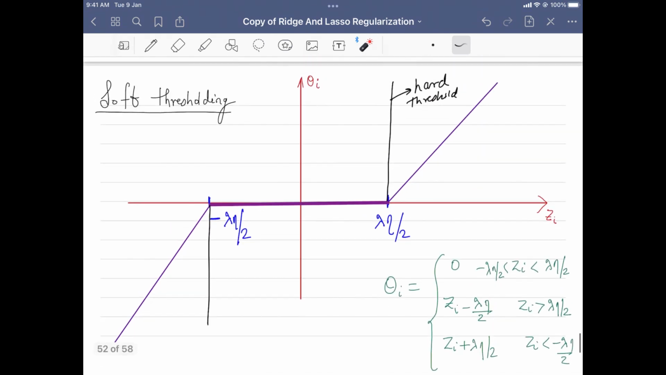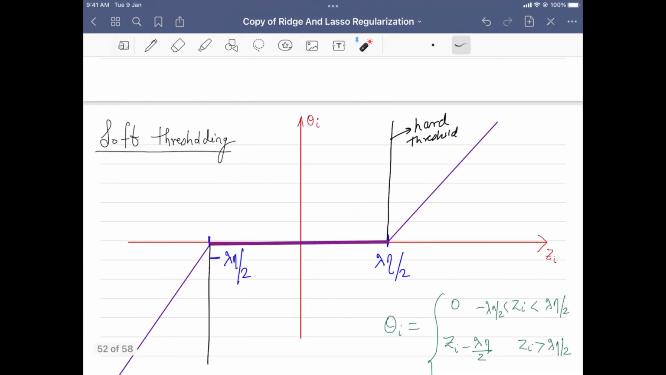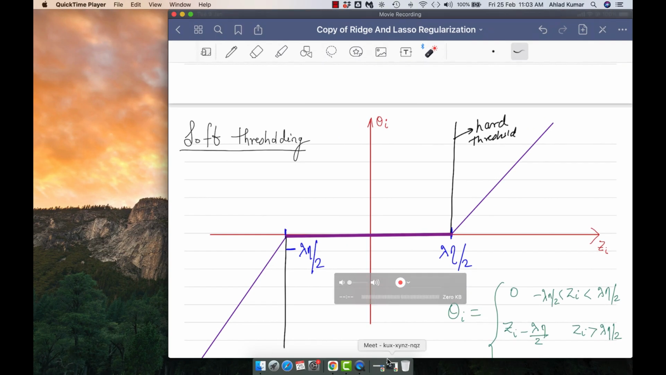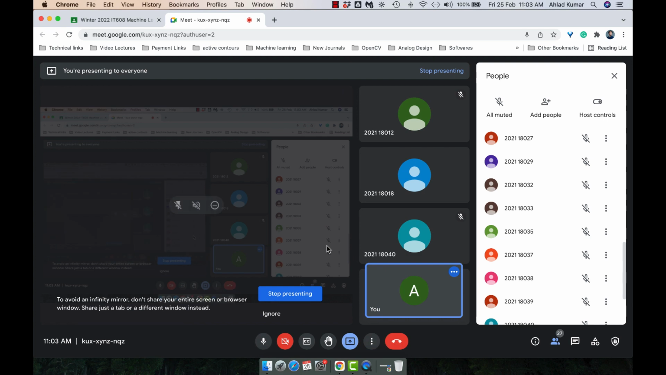Any questions here related to what I have explained? Am I connected or have I lost the signal? Are you able to hear my voice? Yes. Okay. Yes.